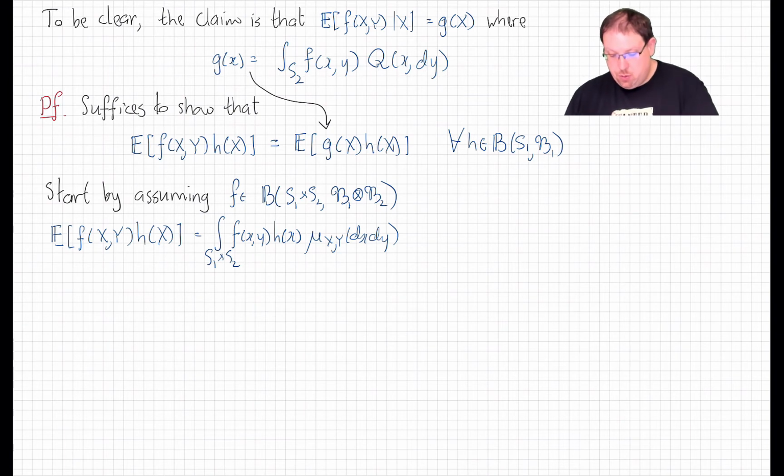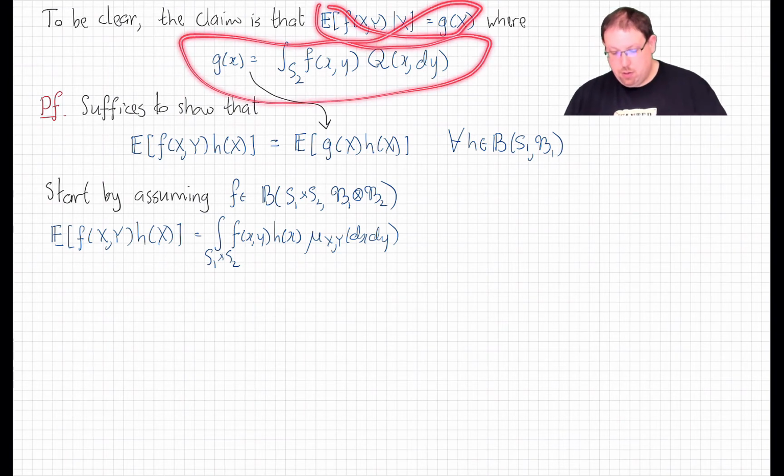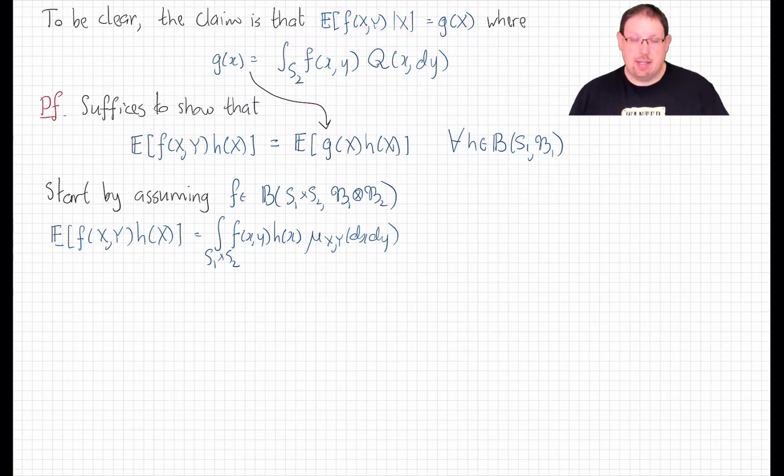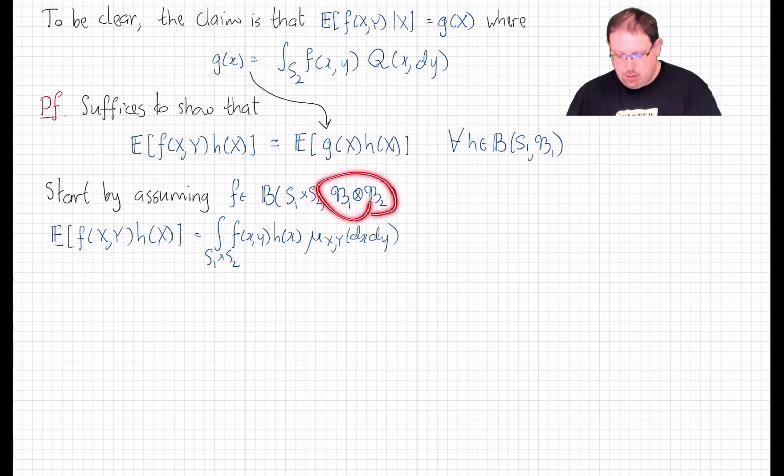Now, in order to show that this statement is true, it suffices by the averaging property to show that for any bounded function of the first variable, x, the expected value of f at XY times h at X, which is a generic bounded function measurable with respect to sigma of X, is equal to the expected value of just g of the random variable X times h at X. So we're going to prove that now. We will show it's true for L1 functions f of the joint law mu of X and Y, but to start, we're going to show that it's true for bounded product measurable functions.